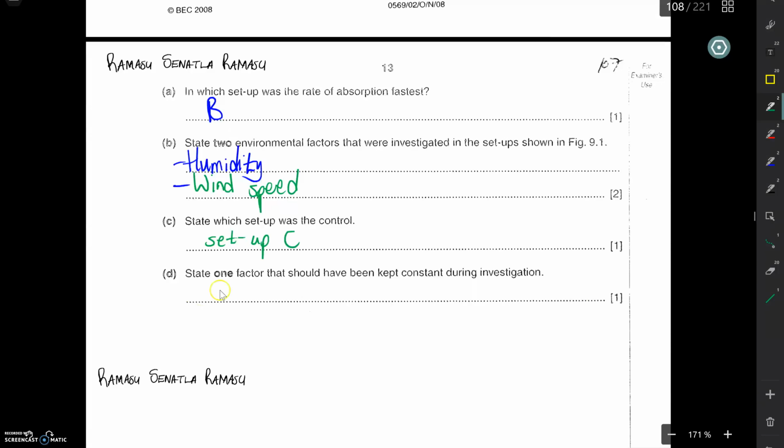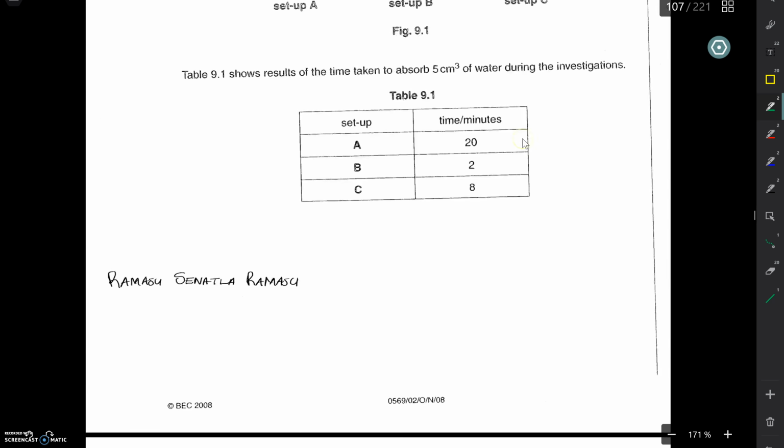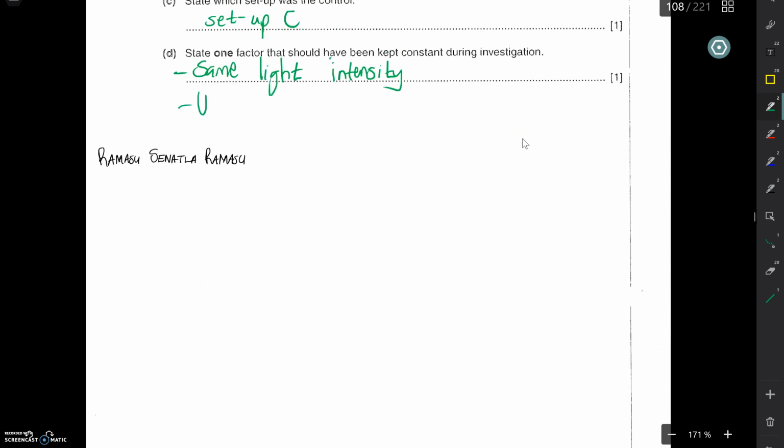D says state one factor that should have been kept constant during investigations. Well, plants should be exposed to the same light intensity, right? And then the other factor, you could say use the same potometer.